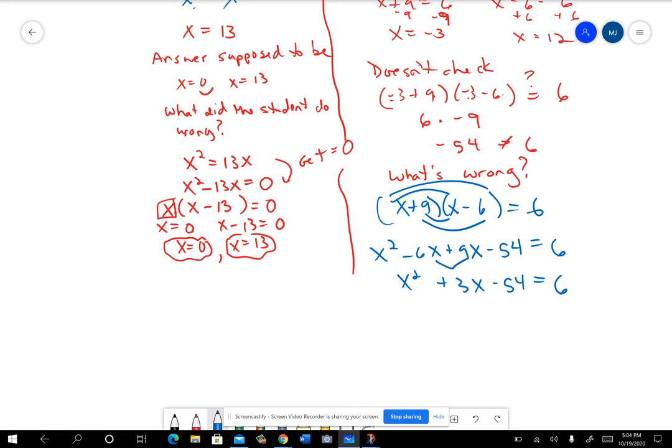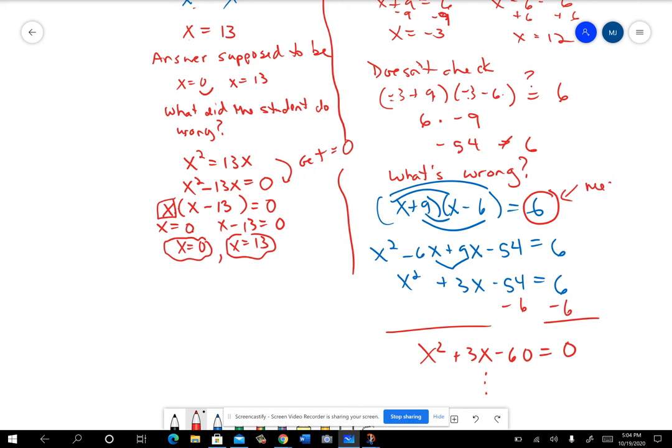So what should have happened is, well, we should have subtracted 6 first. That would have given us x squared plus 3x minus 60 equals 0, and then go from there. Now, we weren't really trying to finish this, so I'm not going to finish it. But that's the mistake, is that it was equal to 6. This right here needs to be 0. Those are two common mistakes that people make, okay? So that's what the 11 and 12 on that uses of factoring worksheet were all about.